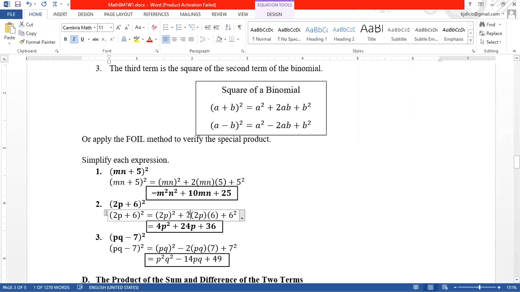And next na po, multiply na to kay 2. 12 times 2 is 24. Copy the variable. So we have here 24p. And the last one is 6 squared. 6 raised to the power of 2 is 36. 6 times 6 is 36. So the final answer is 4p squared plus 24p plus 36. Okay, next.